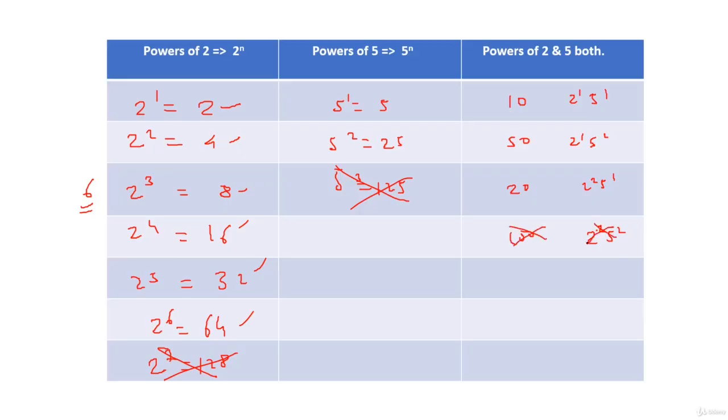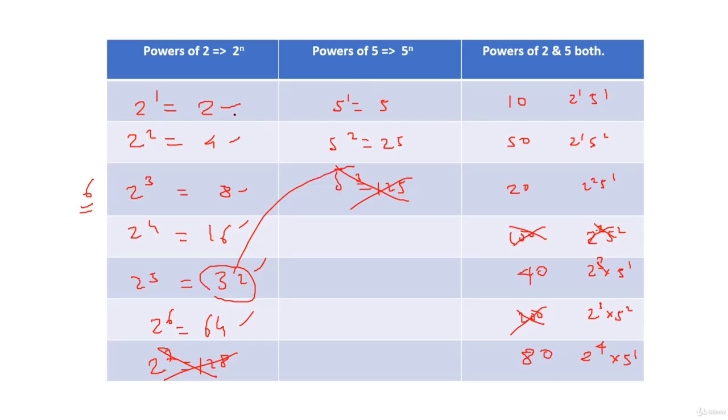We don't need 100. He has asked between 1 and 100, right? Next, you can combine 2 cube with 5 raised to 1. 2 cube is 8 into 5 is 40. This will work. But you can't combine 2 cube with 5 square: 8 into 25 is 200. That won't work. Can you combine 2 raised to 4? Yes, 2 raised to 4 into 5 raised to 1 will be 16 into 5, 80. But more than this I don't think you can take. If you take 2 raised to 5, 32 into 5 will cross 100, right? So 160. Not possible.